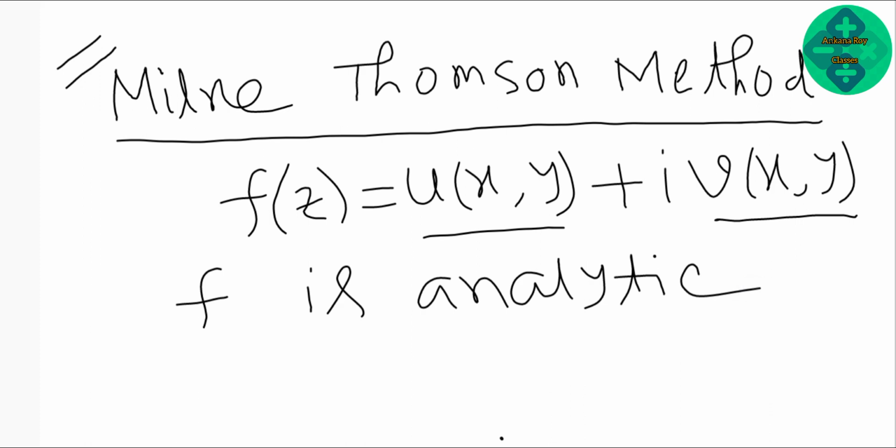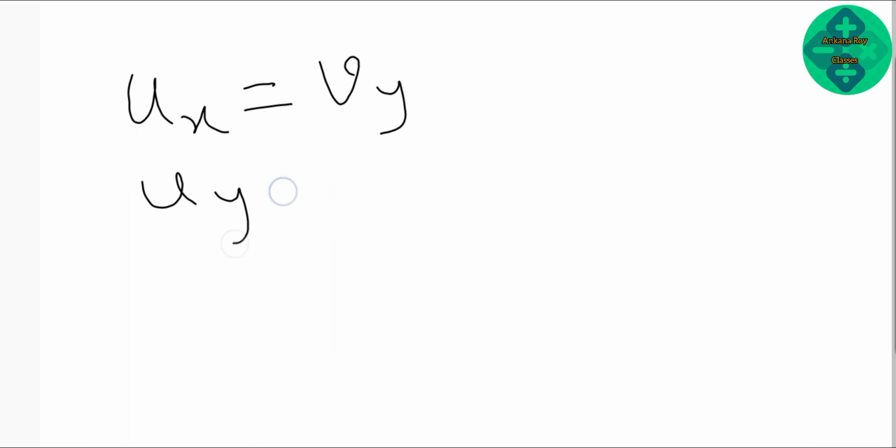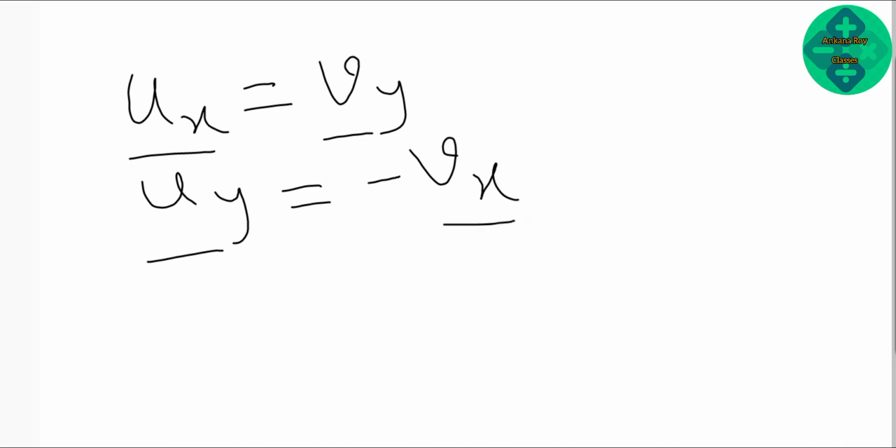Therefore, by the necessary condition for f(z) to be analytic, we can say that f satisfies the CR equation, that is, the Cauchy-Riemann equation. Cauchy-Riemann equation means, here we know that u and v are the real and imaginary parts of the function f. By the Cauchy-Riemann equations, we say that ux is equal to vy and uy is equal to minus vx, where ux is the partial derivative of u with respect to x and uy is the partial derivative of u with respect to y. Similarly, vy is the partial derivative of v with respect to y and vx is the partial derivative of v with respect to x.